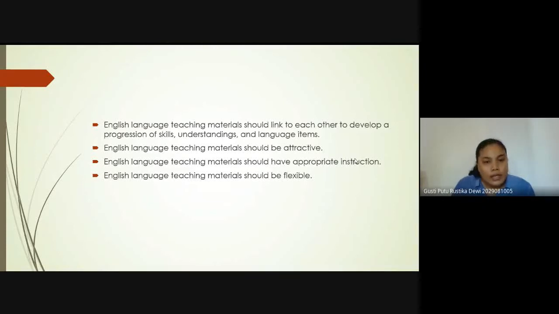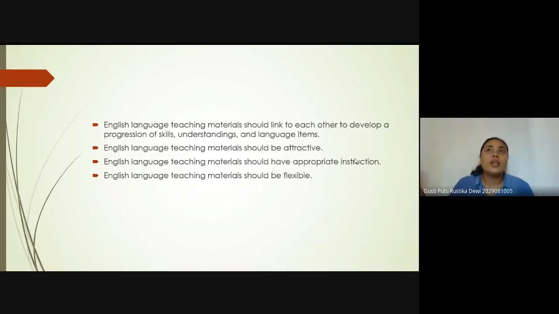The next one is that English language teaching materials should have appropriate instruction. So the instruction in the material should be clear. So it uses appropriate and suitable language toward the target learner. So it will create concise and effective instruction. And then the last guideline is that English language teaching materials should be flexible.